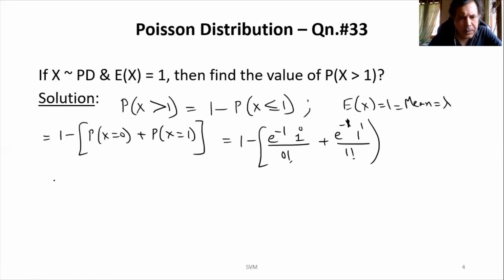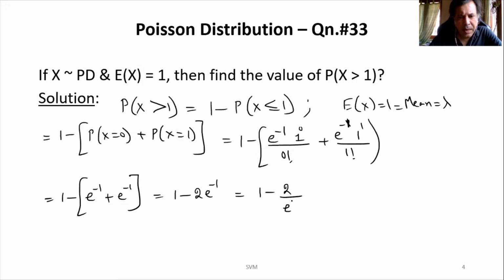So what is this? So this will be equal to 1 minus of 1 power 0 is 1, 0 factorial is 1, so I can simply write it as e power minus 1. What is this? This is also 1, and this 1 factorial also 1. So again, I can write it as e power minus 1. Now, what is this? It is 1 minus 2 times e power minus 1. Or I can rewrite it as 1 minus 2 divided by e power 1. Or simply I can, e power 1 is nothing but e, right? So I can take LCM as e. So I can say this is e minus 2 by e. That's the result of this particular problem.